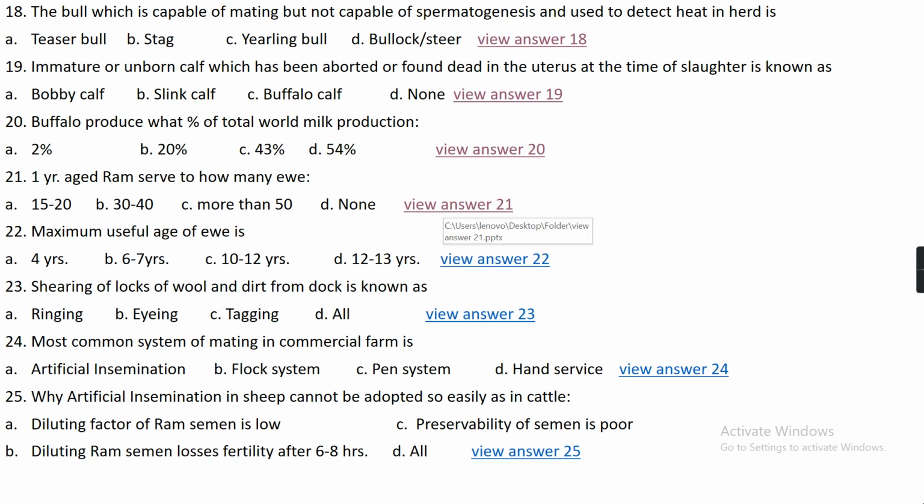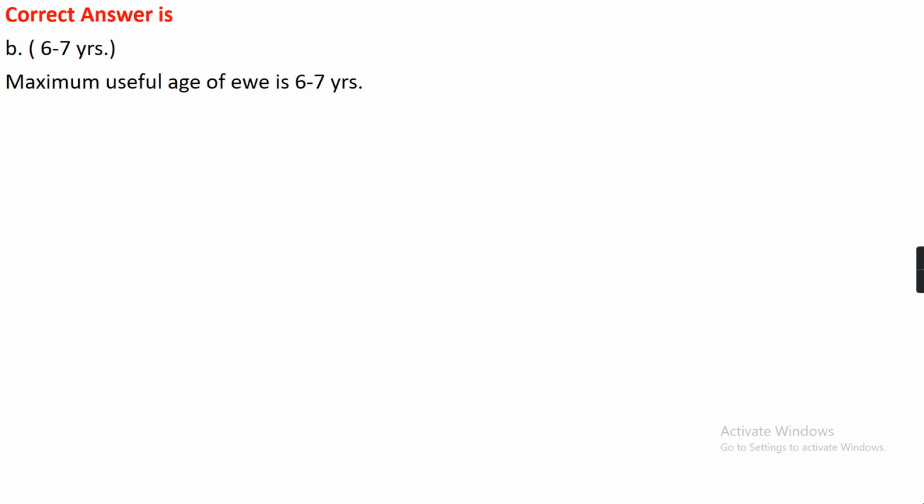Question number 22. Maximum useful age of ewe is option A 4 year, option B 6 to 7 year, option C 10 to 12 year, or option D 12 to 13 year. The right answer is 6 to 7 year. Maximum useful age of ewe is 6 to 7 year.